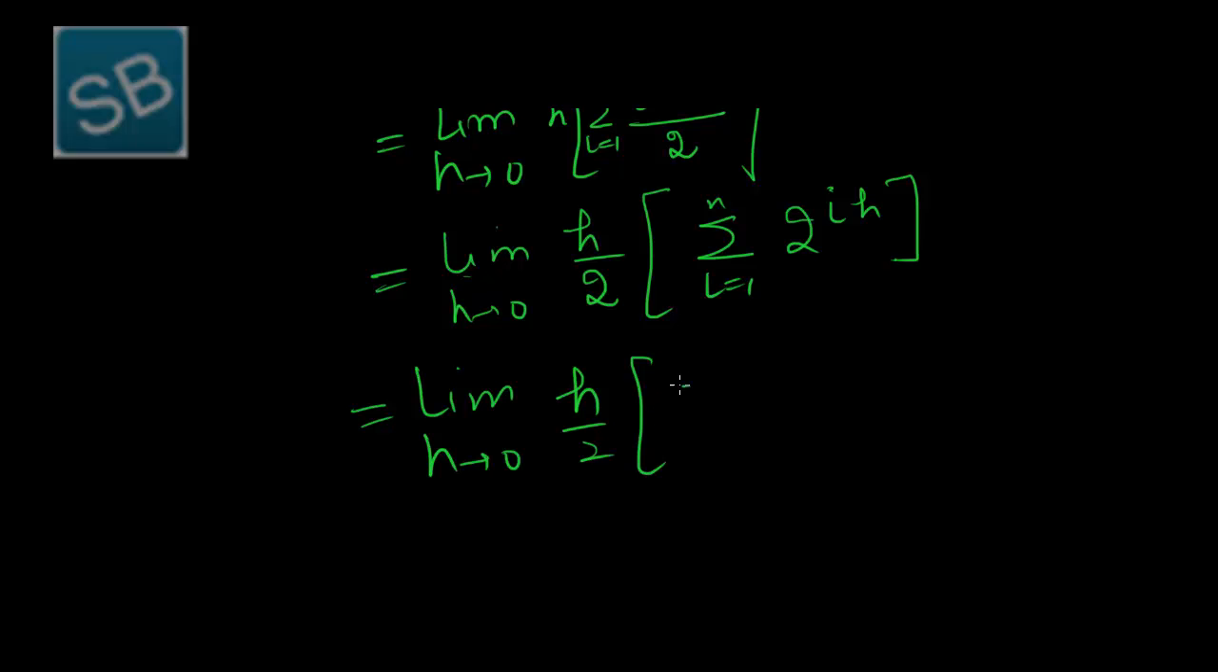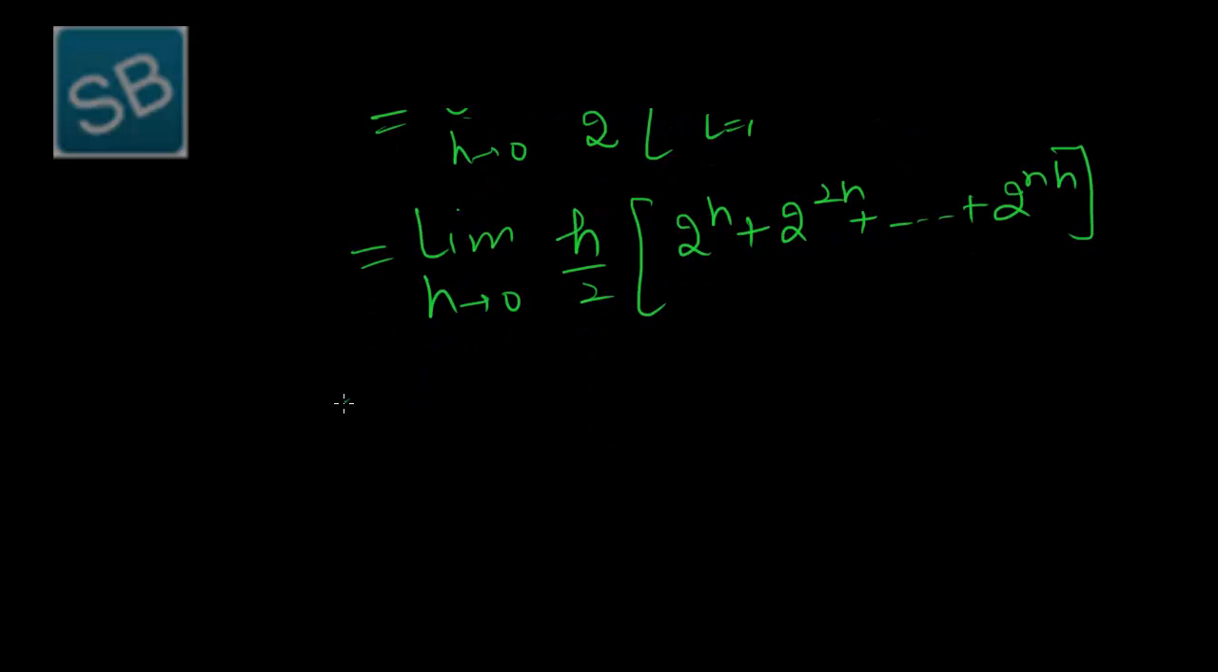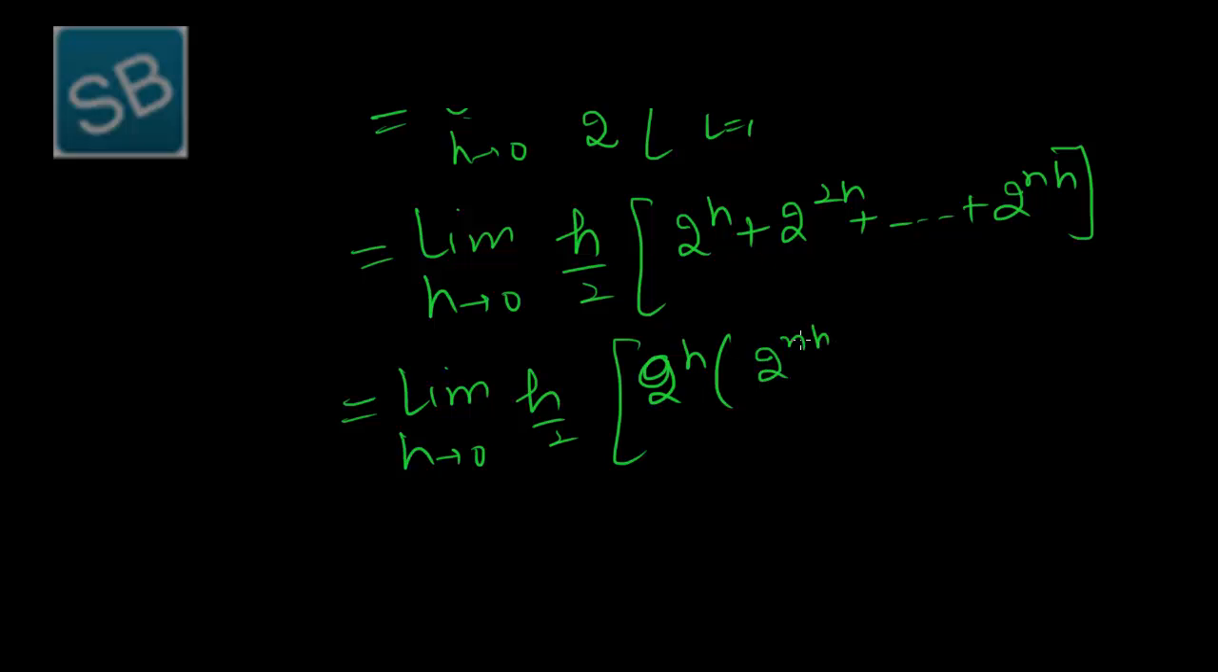We will get 2 raised to power x plus 2 raised to power 2x plus so on 2 raised to power nh, that is a plus ar plus ar square, that is the GP series. So here we get limit h tends to 0, h over 2 a into, that is 2 raised to power h, r raised to power n minus 1, that is 2 raised to power nh, r raised to power n.